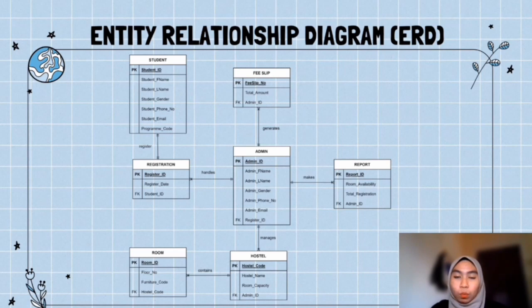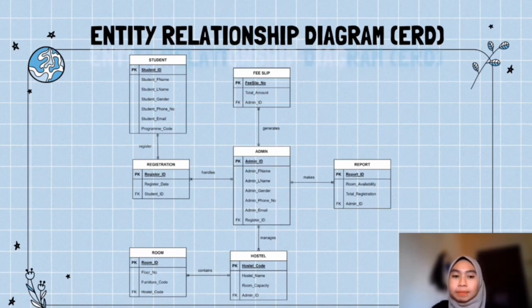These 2 entities have a one-to-many relationship where each admin handles many registration and each registration is handled by one admin. Then, the relationship between admin and fee slip entities is a one-to-many relationship. The business rule is each admin generates many fee slip, and each fee slip can be generated by one admin. Moving on to the next business rule, which is for admin and hostel entities. It is a one-to-many relationship where one admin manages many hostel and one hostel is managed by one admin.